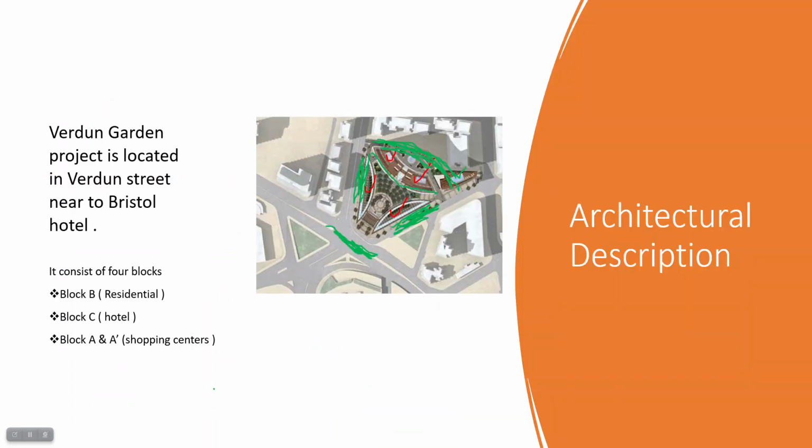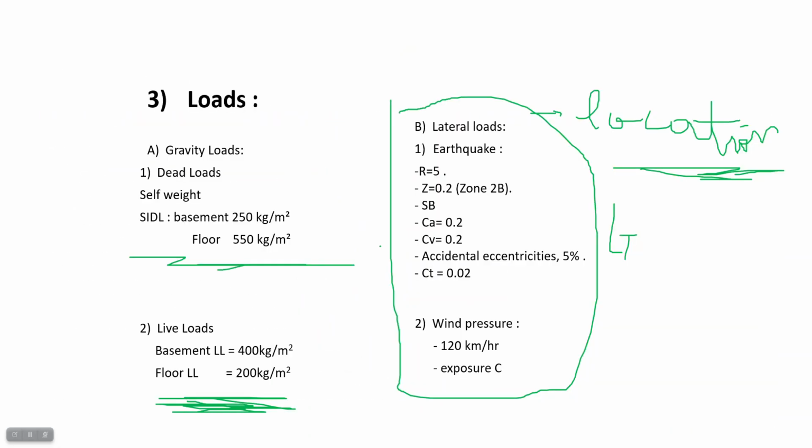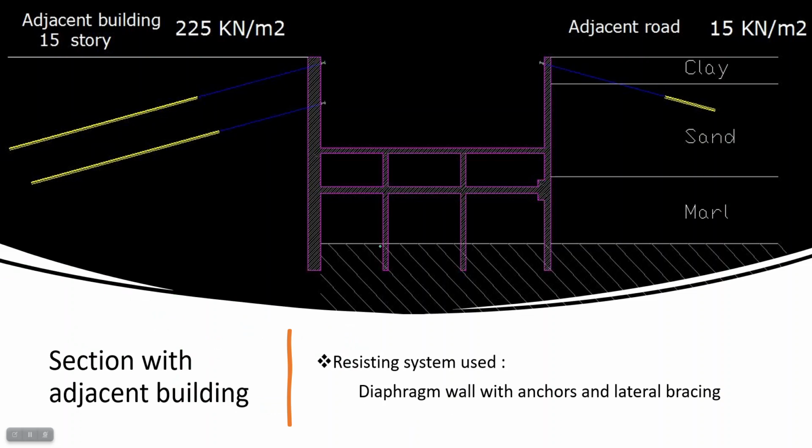So what we are talking about here is, we have a section facing an adjacent road, and we have a section facing an adjacent building and adjacent road. Okay, so what we are going to talk about in the shoring system is the section with the adjacent building. We are going to design the shoring system for this section.